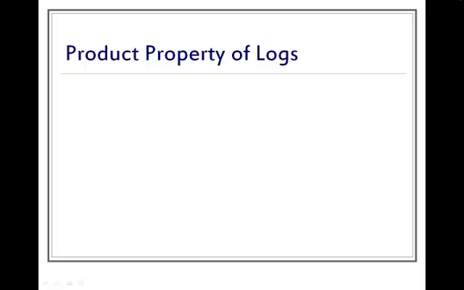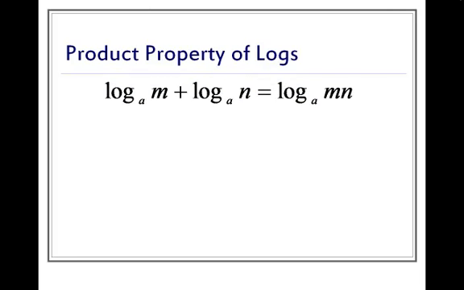I don't really care if you know any of the names specifically. It's more importantly that you know what the property is and how to use it to your advantage. The product property says that when you have addition between two logs, then you can squish those together as one log by multiplying the things together. Addition between logs means you're multiplying the stuff.